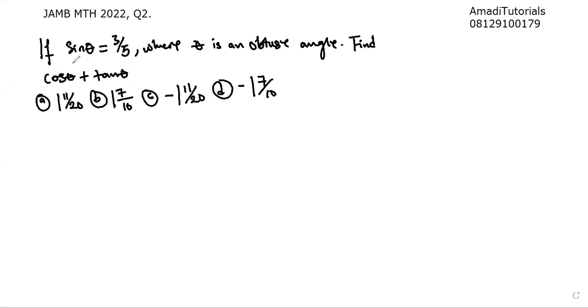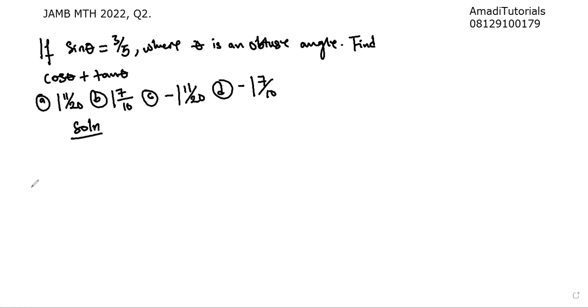All right, welcome. This is JAMB Mathematics 2022, question number 2. It says, if sine theta equals 3 over 5, where theta is an obtuse angle, find cos theta plus tan theta. Here are the options. So we quickly do that.